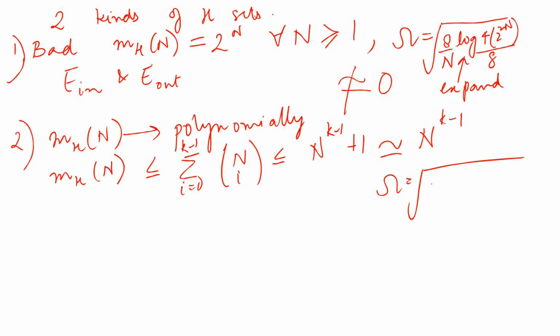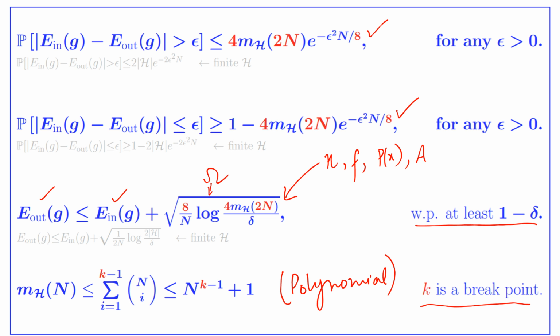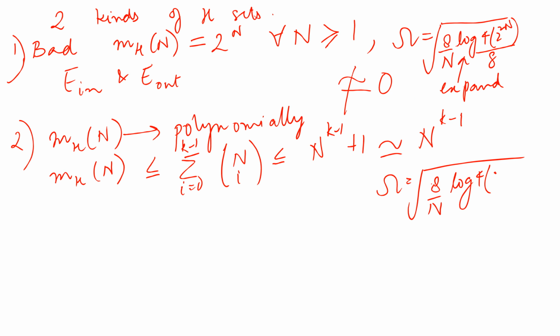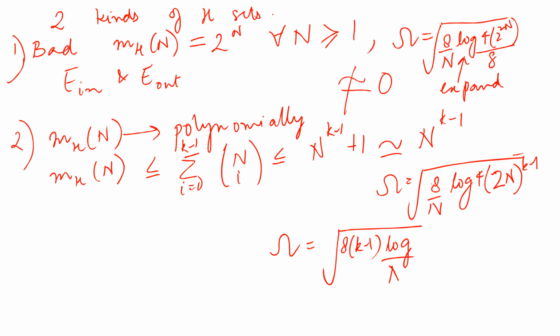What happens is it's 8 over n times log of 4 times m_H(2n). Instead of n it's going to be 2n, so (2n)^(k-1). Regardless of that, what's going to come up is omega equals some constant times log, let's say 8(k-1), and some other terms, of course. But basically what I care about is this log n over n.